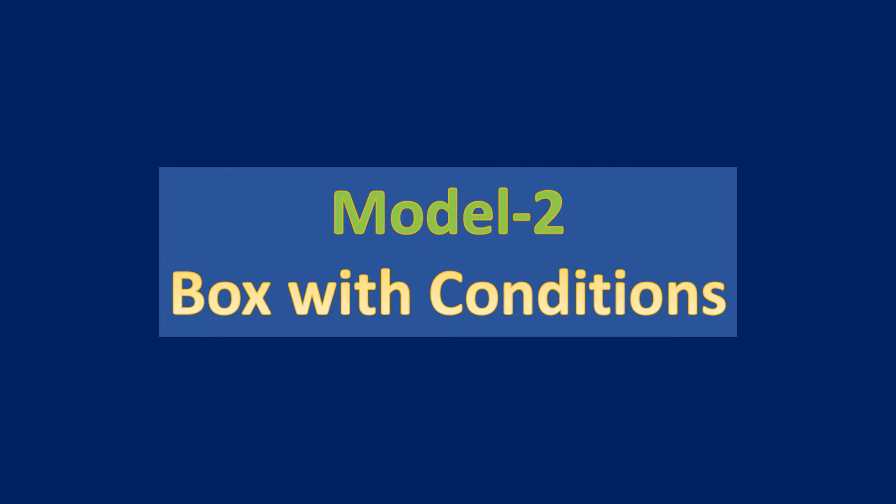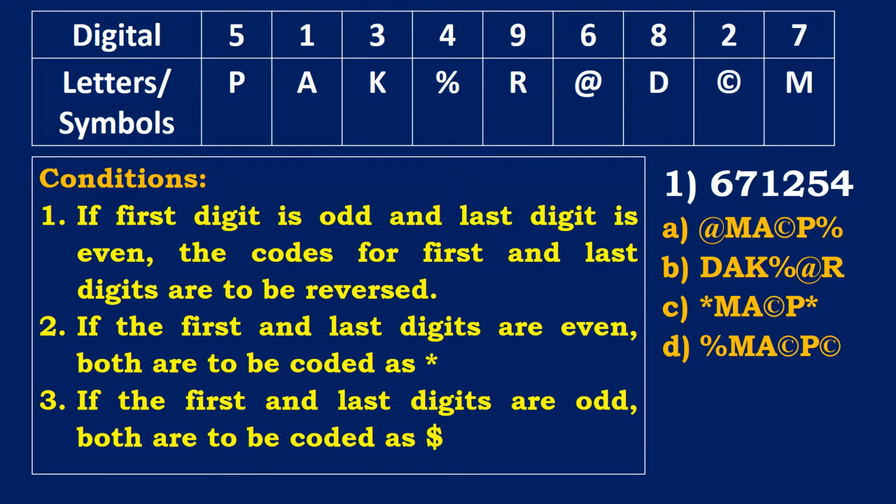Model 2. Box with conditions. Example 1. The numbers from 1 to 9 can be represented as either letters or symbols. Conditions. If the first digit is odd and the last digit is even, the codes for the first and last digits are to be reversed. If the first and last digits are even, both are to be coded as asterisk. If the first and last digits are odd, both are to be coded as $.